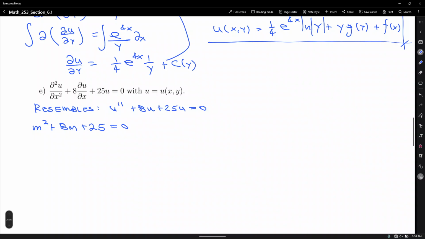And well, are there factors of 25 that add up to 8? So just 1 and 25, that doesn't add up to 8. 5 times 5, that doesn't add up to 8 either. What do we do in this case?